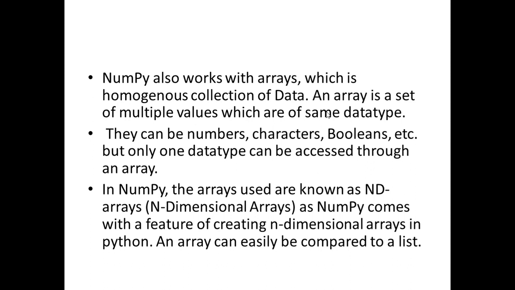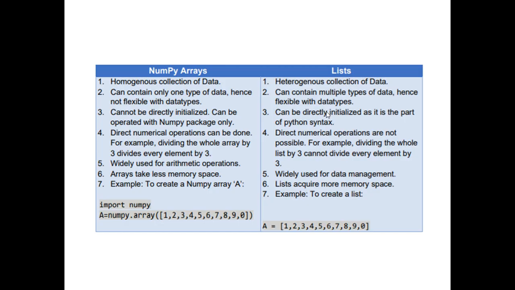If I have only a one dimensional array, it looks very similar to a list, but there are some notable differences between numpy arrays and lists. One major difference is that numpy arrays include data of a single type, but in lists I can include data of multiple data types. The next point is that the data in arrays cannot be directly initialized; everything has to be operated through the numpy package. In lists, it can be directly initialized.